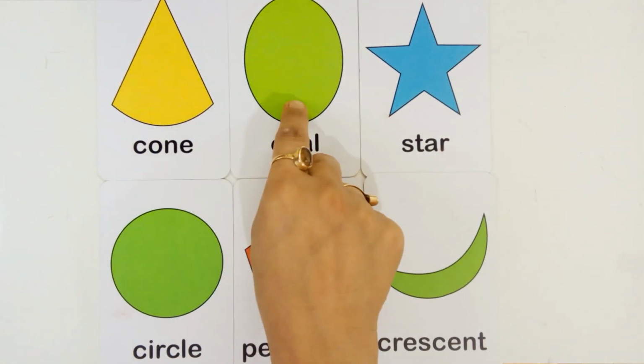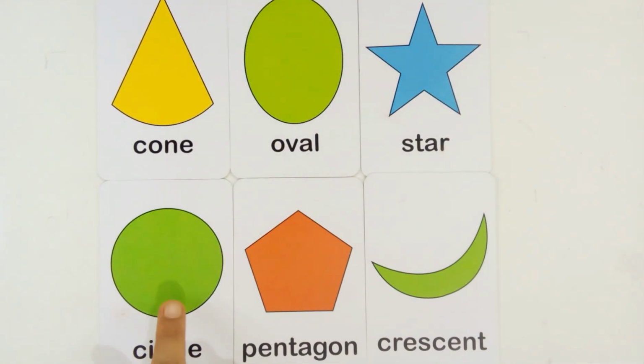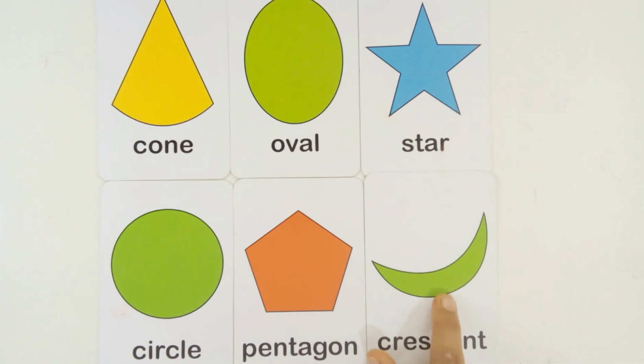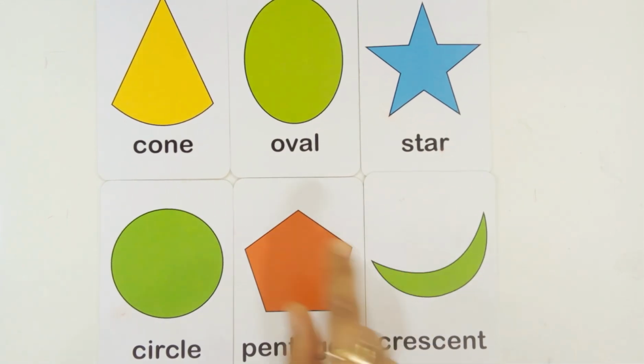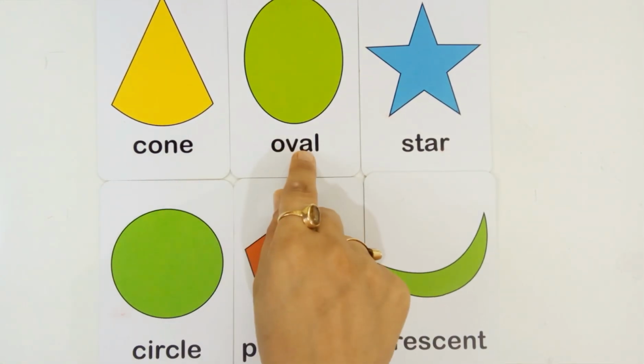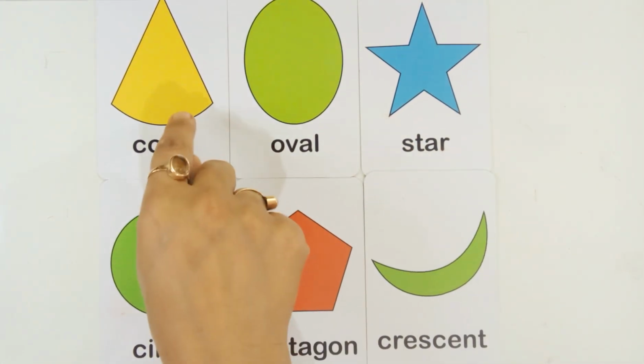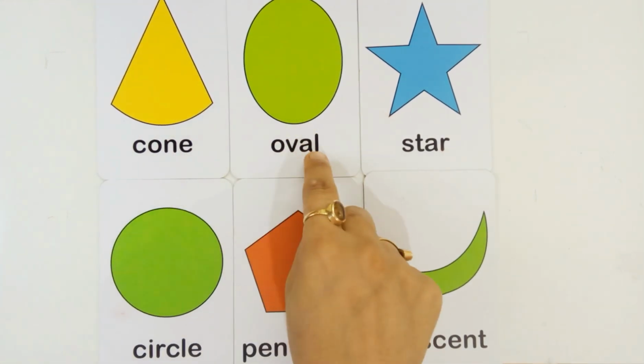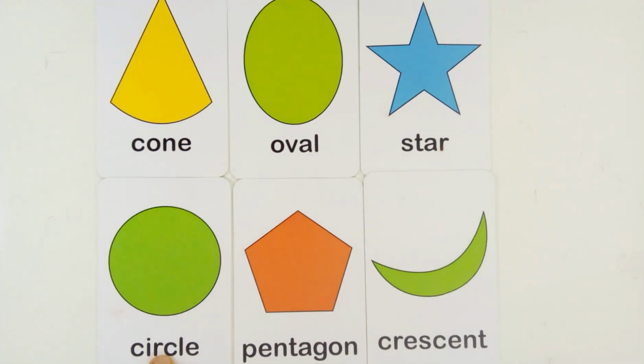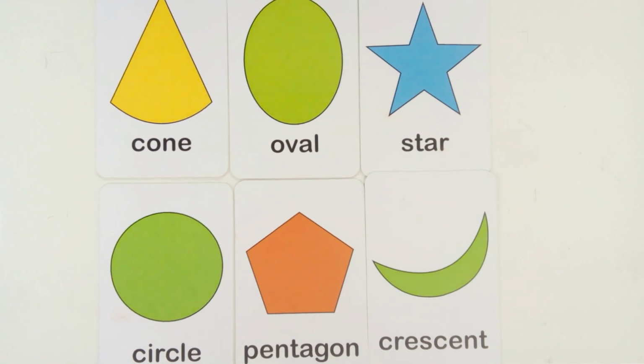Yellow color, green color, blue color, green color, orange color, green color. And the shape is cone, oval, star, circle, pentagon, crescent. Once again I repeat, cone, oval, star, circle, pentagon, crescent.